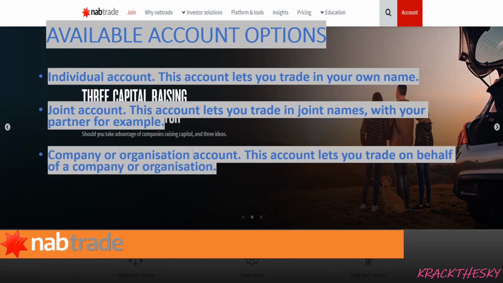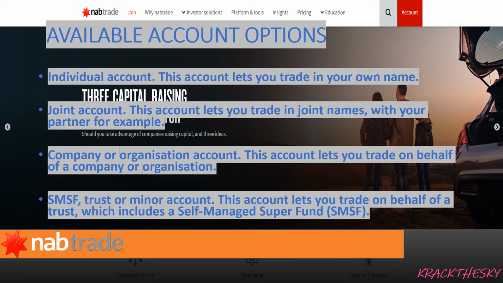So you can set up a company or organization account. This account lets you trade on behalf of a company or organization. So if you want to set up a cricket club account, you can set up a cricket club account and trade shares for the cricket club, something like that, the footy club, whatever. You can set up your self-managed super fund, trust, or a minor account. These accounts let you trade on behalf of a trust, which includes self-managed super funds. So I've got a couple of accounts set up for minors, so nieces and nephews, so definitely handy to have.